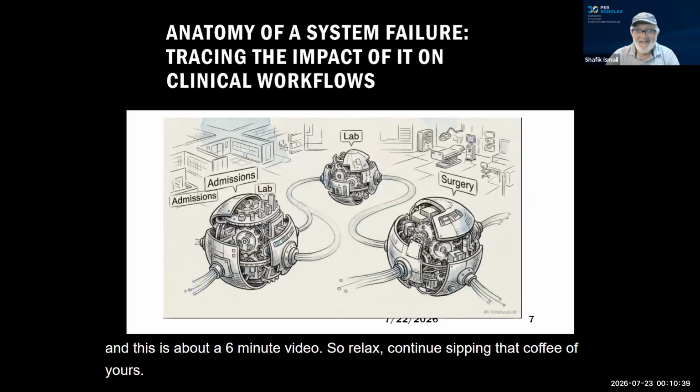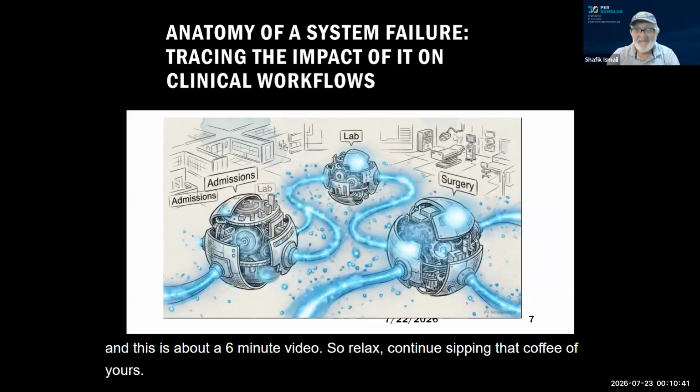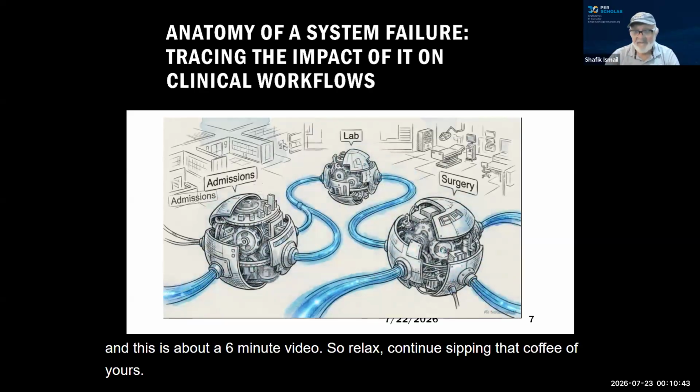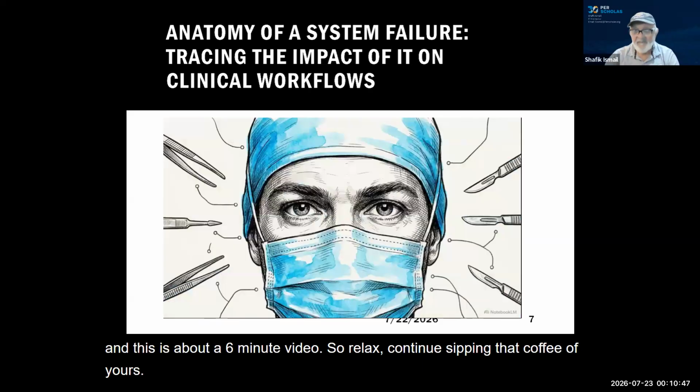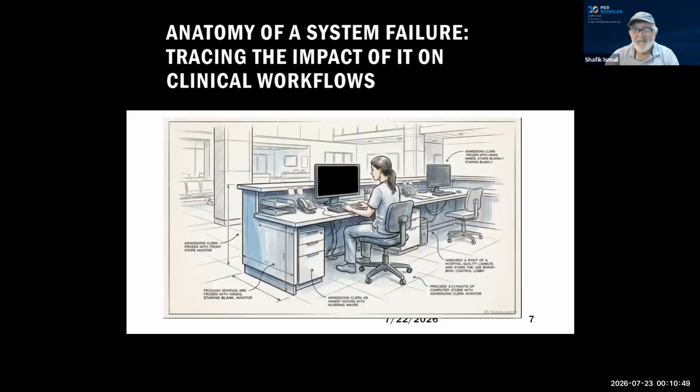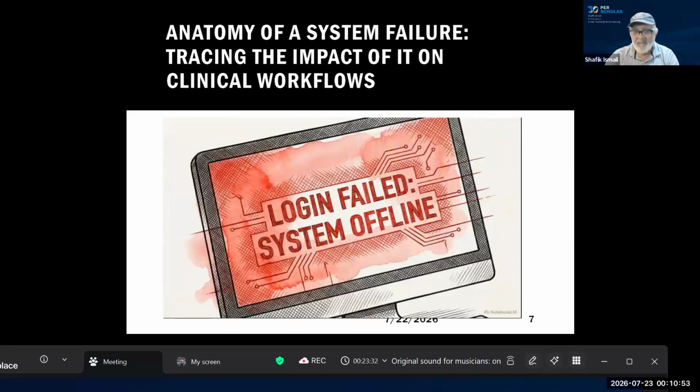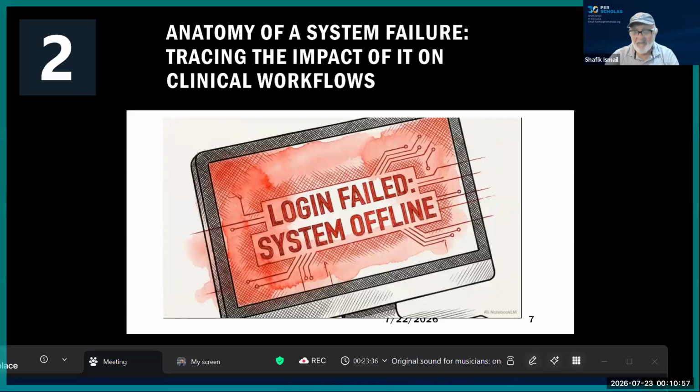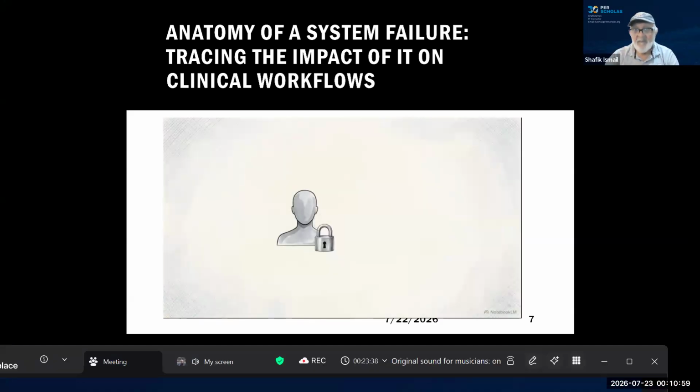A new patient arrives for surgery at MedAllies Health. The pre-op team is scrubbed in, the operating room is prepped, and the surgeon is ready to begin. But at the front desk, the process stops. The admissions clerk encounters a critical login failure, locking them out of the electronic health record system. Without access, the clerk cannot register the arrival. The patient's digital chart remains unopened and inaccessible to the rest of the facility.